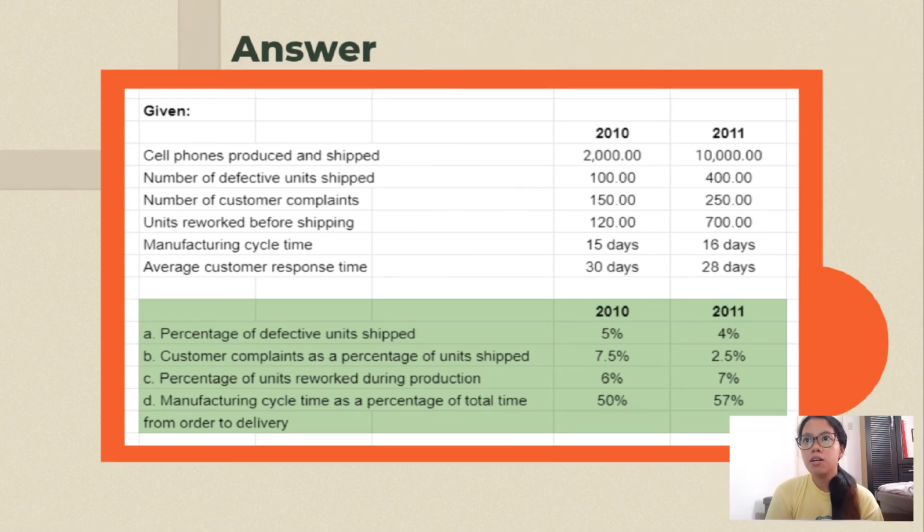Here is the answer. First, the percentage of defective units shipped. It is computed by dividing the number of defective units shipped by the cell phones produced and shipped, for both years. For the customer complaints as a percentage of units shipped, it is computed by dividing the number of customer complaints by the cell phones produced and shipped. For the percentage of units reworked during production, it is computed by dividing units reworked before shipping by the cell phones produced and shipped. And for the last one, it is computed by dividing manufacturing cycle time by average customer response time.